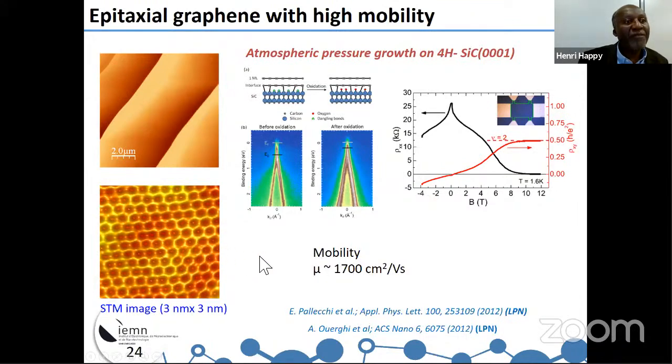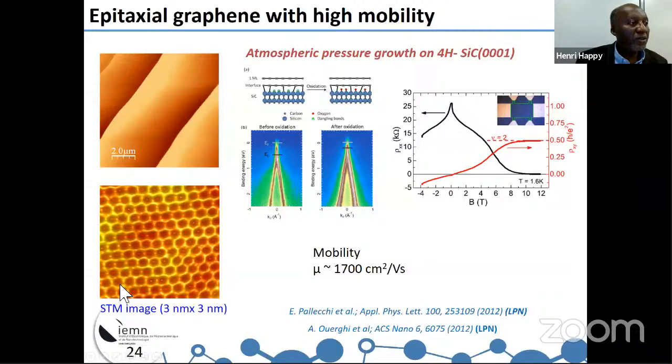And you can see that we are far from 100,000 of mobility as mentioned in literature, because probably there's a high correlation between the graphene grown on the surface of silicon carbide and the substrate. That means you have interaction of graphene with the substrate. So the mobility is not as high as expected, but this is a good result in this kind of material.